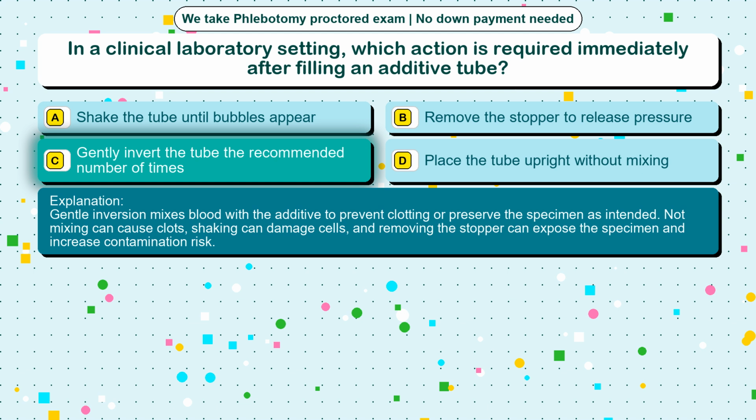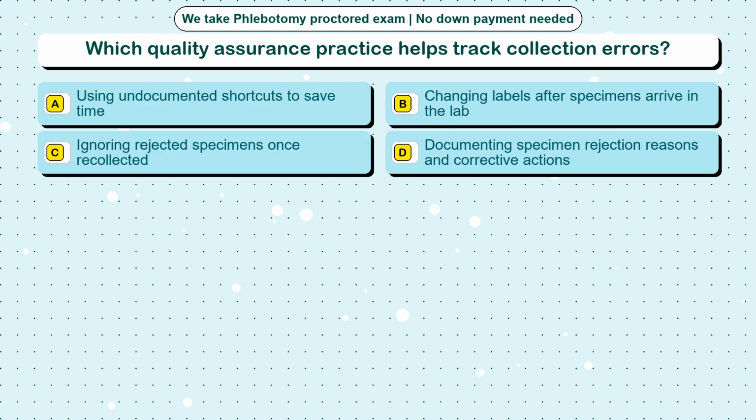Question 79. Which quality assurance practice helps track collection errors? Option A. Using undocumented shortcuts to save time. Option B. Changing labels after specimens arrive in the lab. Option C. Ignoring rejected specimens once recollected. Option D. Documenting specimen rejection reasons and corrective actions.